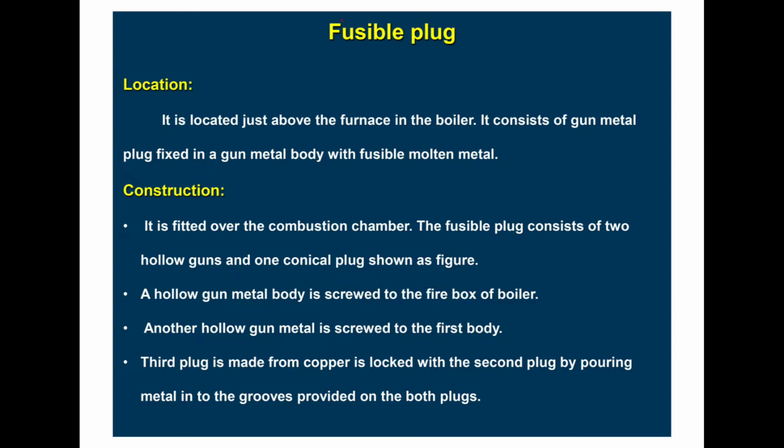The fusible plug consists of two hollow gunmetal bodies and one conical block, as shown in the figure. The hollow gunmetal body is screwed to the firebox of the boiler. Another hollow gunmetal body is screwed to the first body. The third block, made from copper, is locked with the second block by pouring metal into the grooves provided on both blocks.